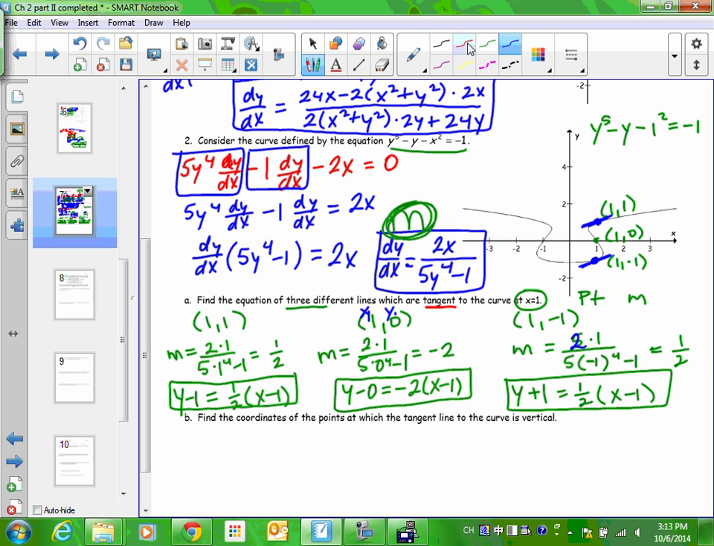Okay. Any questions before we move to part B? This is kind of a challenging problem. This is really stepping it up. The derivative wasn't too bad, but what we do with the derivative, this was kind of weird.